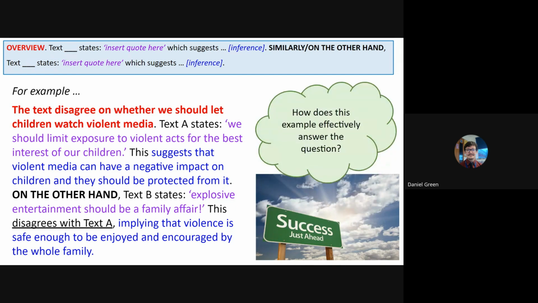Notice how each stage I've talked about what text A states, what text B states, and I've been very particular on using my connectives and saying whether it agrees or disagrees with the previous text. You must include that comparative language to score highly on comparison questions.